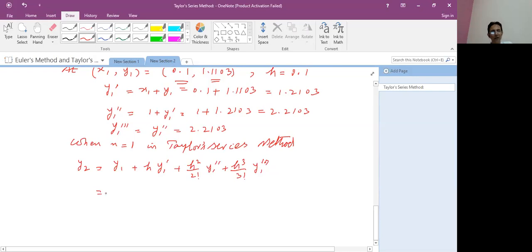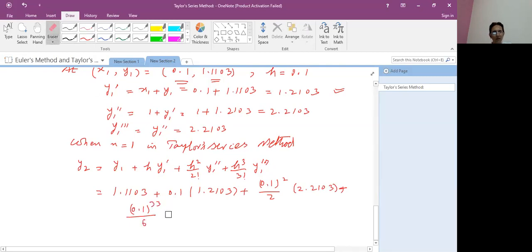So what is the value of y1? y1 is 1.1103. We found in the previous steps what h is. h is 0.1. y1 prime, student, it is 1.2103, plus h square upon 2 factorial, means 0.1 square upon 2, y1 double prime it is 2.2103, plus 0.1 whole cube upon 3 factorial, means 6, times y1 triple prime, it is 2.2103. After putting all the values and applying the calculator, student, y2 is 1.2427.